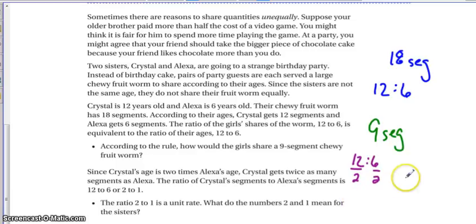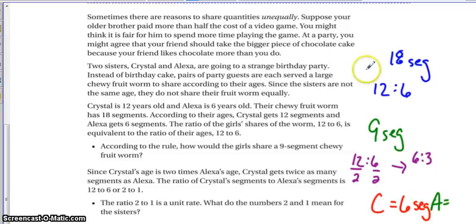Okay, and now we have a 6 to 3 ratio, which means that Crystal, her in red, is going to equal 6 segments, and Alexa is going to equal 3 segments. Okay, so the ratio is still equal. It's still a 12 to 6, but it's been reduced by a scale factor of 2.